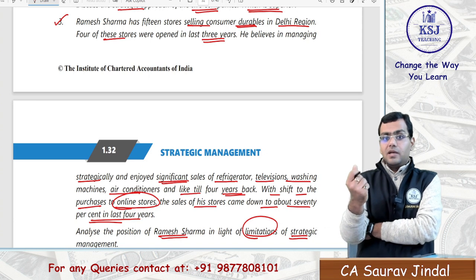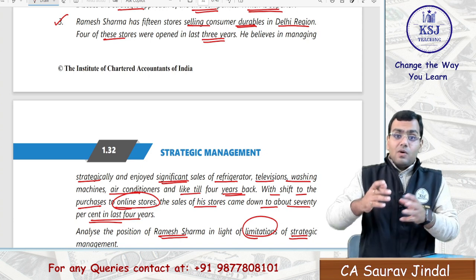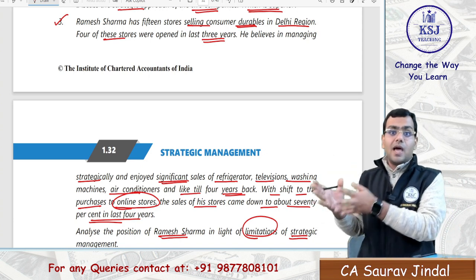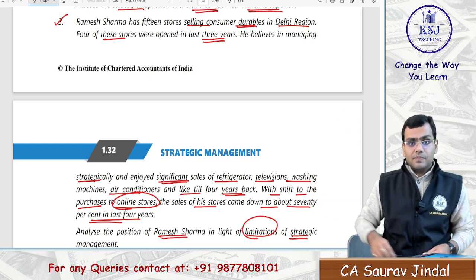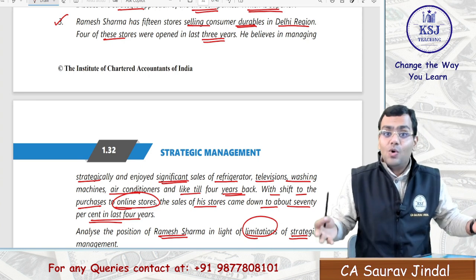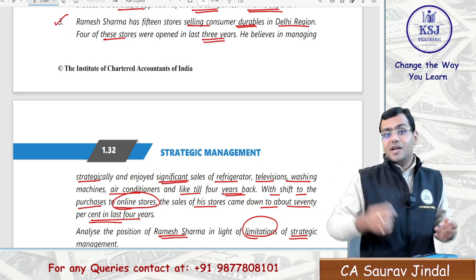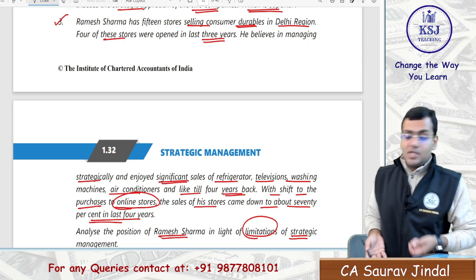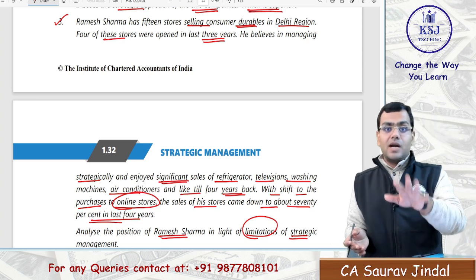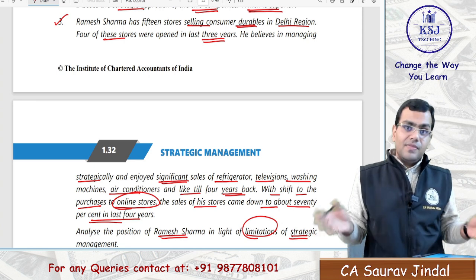30% of the sale. So it is a turbulent environment. Now, those online giants like Amazon, the people are sitting and making the strategies in the US. How will Mr. Ramesh know what their strategies are? What are the strategies that they are making? That is a great limitation of strategic management. Still, even if he is moving strategically, there are limitations.